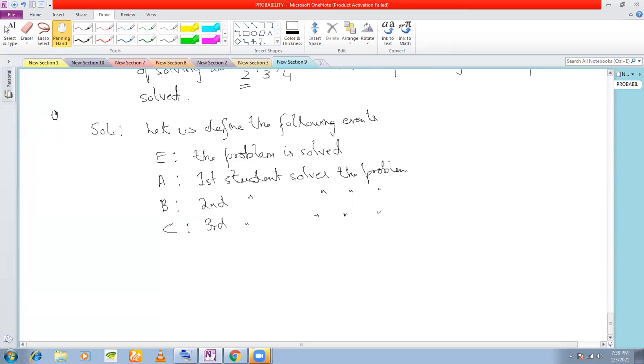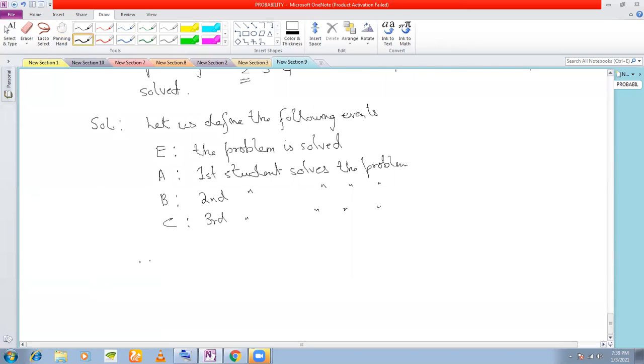Therefore, when is the problem solved? When any one of the students solves the problem, A union B union C, right? What is this event? Any one of, or let's say at least one. At least one, not any, at least one.